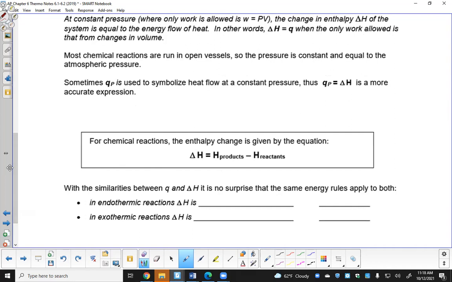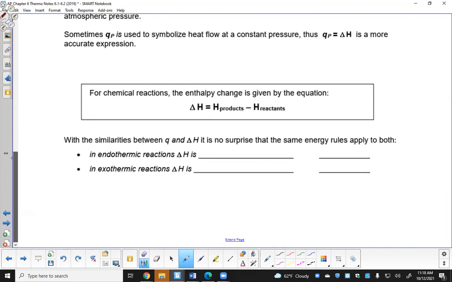More specifically, delta H is going to be the enthalpy of the products, the heat content of the products, minus the heat content of the reactants. Again, it's that final minus initial thing. You produce your products, that's the final part of your reaction. These are your initial reactants. Final minus initial is how we calculate and get the correct sign for delta H. That being said, it's no surprise that Q and delta H are treated similarly.